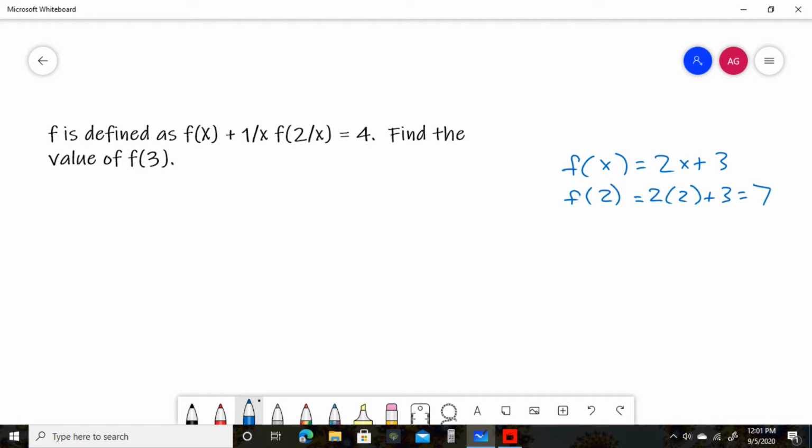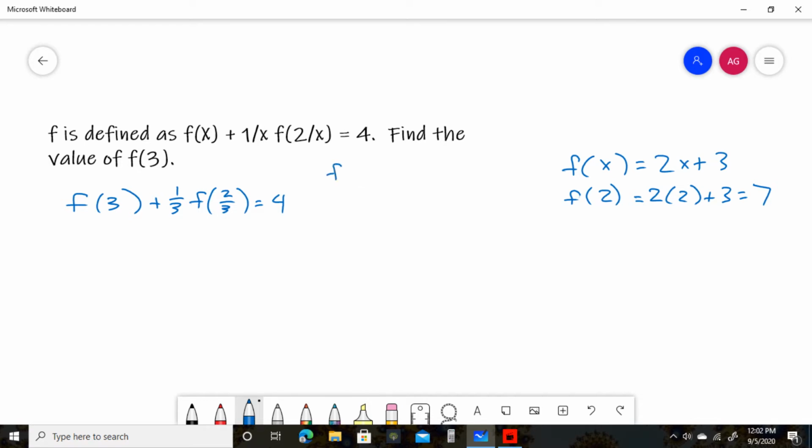Now, by that logic, f(3) + (1/3) · f(2/3) = 4. And the way I got that is I just plugged 3 in for x everywhere. Okay, so now what I'm going to do is try to find out how this f(2/3) relates to this f(3). So to do that, I'm just going to plug in for f(2/3).